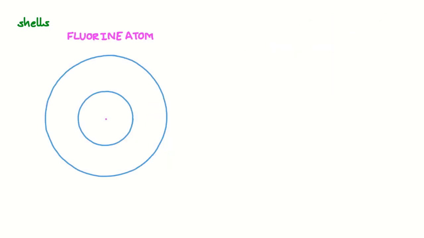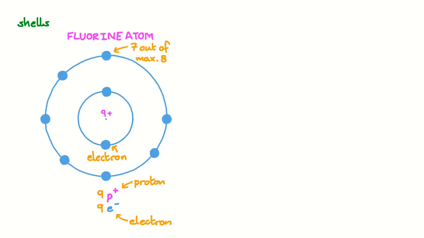Now, as an example, let's have a look at an atom of fluorine. Fluorine atoms have 9 protons, which means the nucleus of a fluorine atom has a charge of 9+. And since atoms must be neutral, we also have 9 electrons. We can add the first 2 electrons to the inner shell, using dots to represent the electrons. And the remaining 7 go into the second shell, filling 7 out of the available 8 spaces.